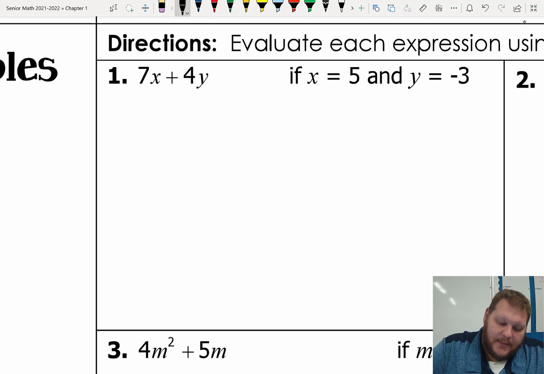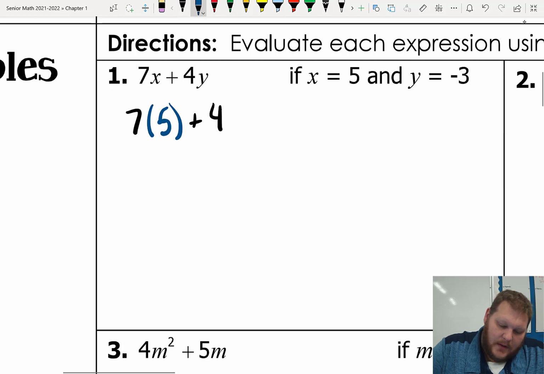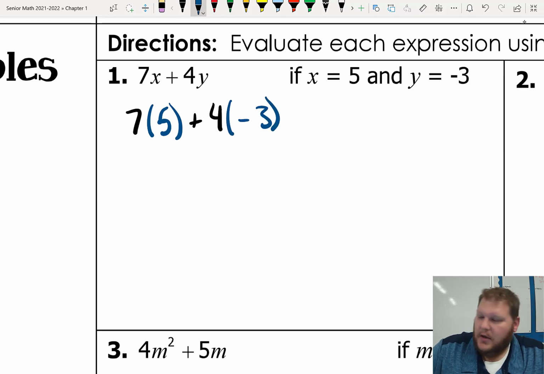So when I substitute 5 for my x value and negative 3 for my y, I now just follow order of operations. So like we did yesterday, PEMDAS, we don't need to simplify inside any parentheses. We don't have any exponents to evaluate. So with this, our first step is just that multiplication step, which, because these don't affect each other, I can do my 7 times 5 and my 4 times negative 3 simultaneously.